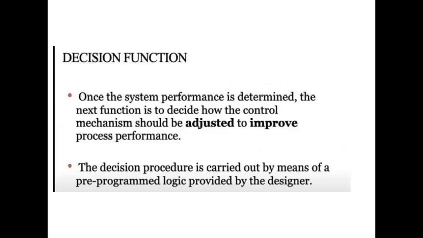Decision: once the system performance is determined, the next function is to decide how the control mechanism should be adjusted to improve the process performance. You have to decide what should be done, basically. So the decision procedure is carried out by means of a pre-programmed logic provided by the designer. So this designer will give that logic. This is what is most important, you can say. It is based on this logic that the decision is taken.